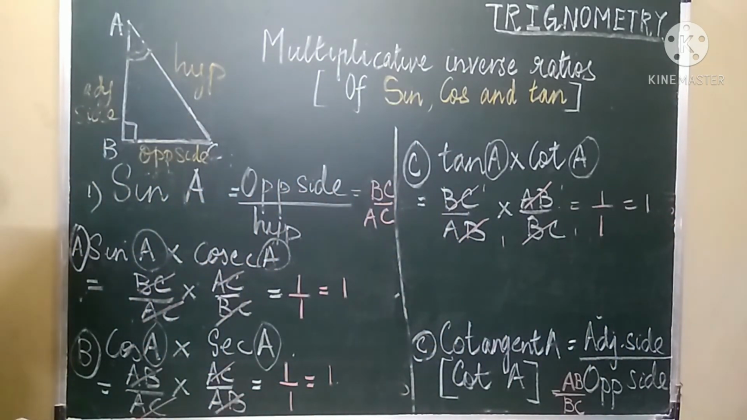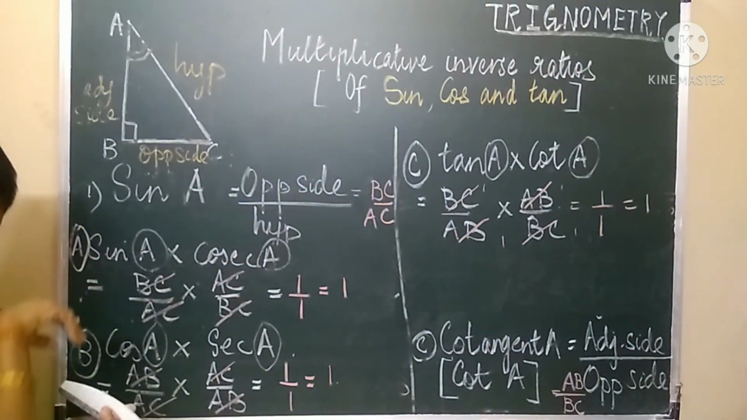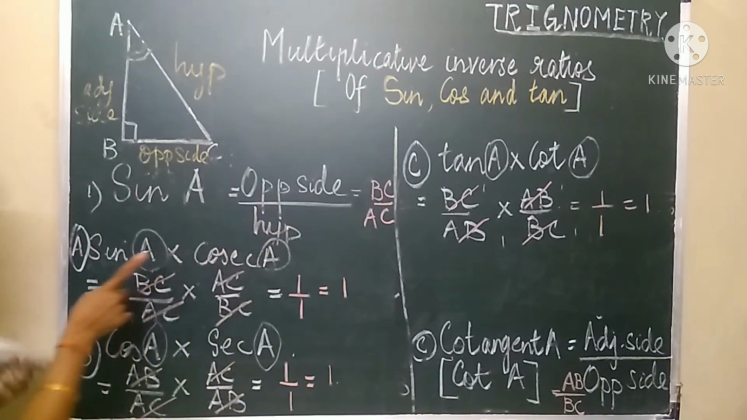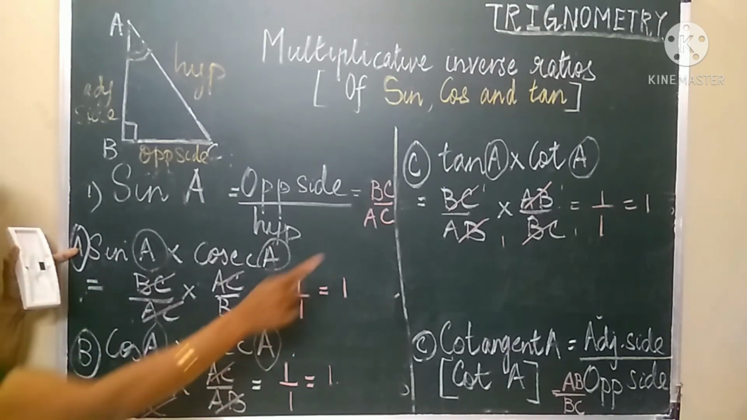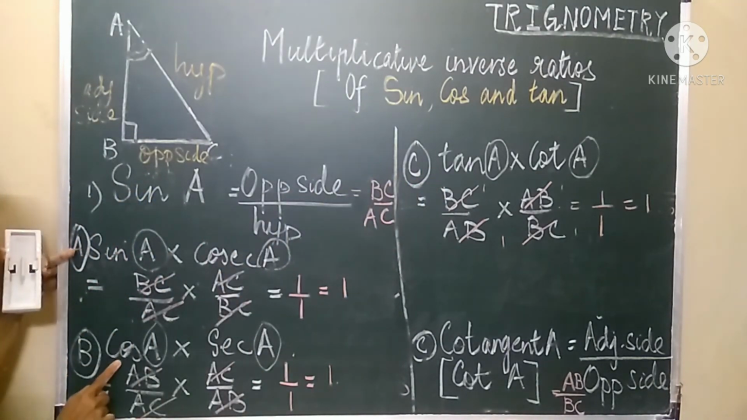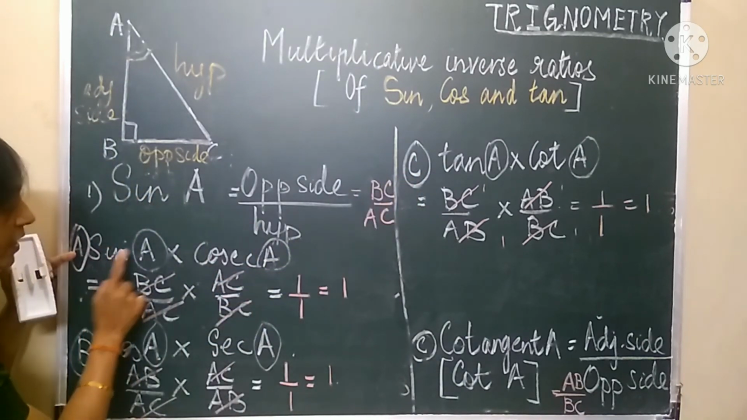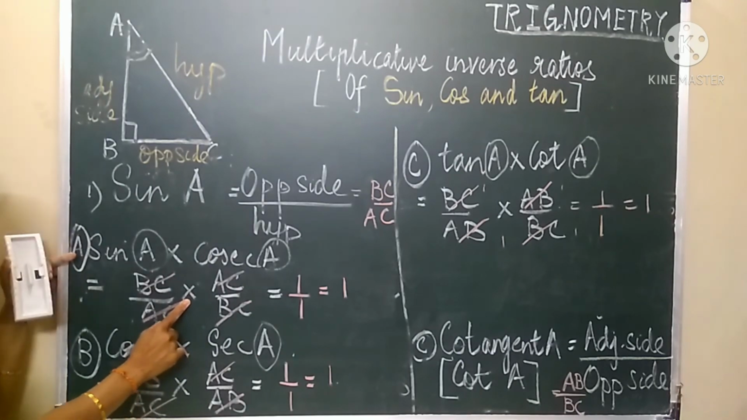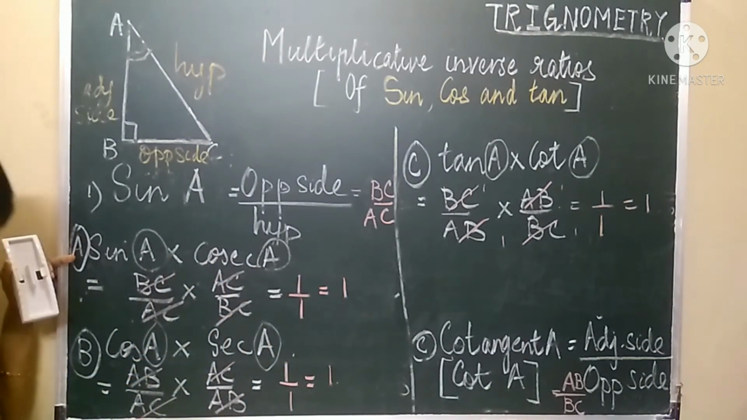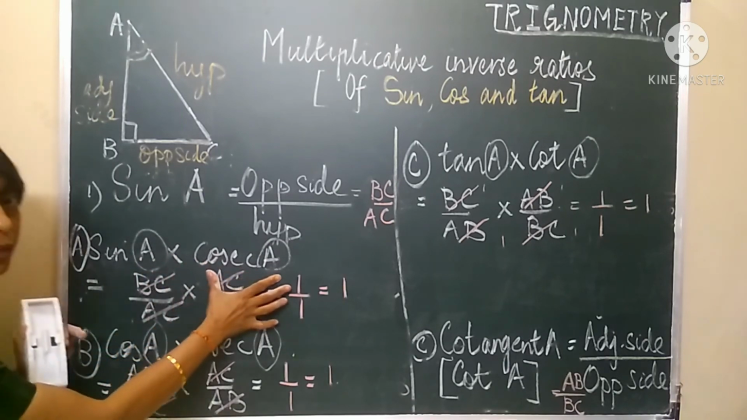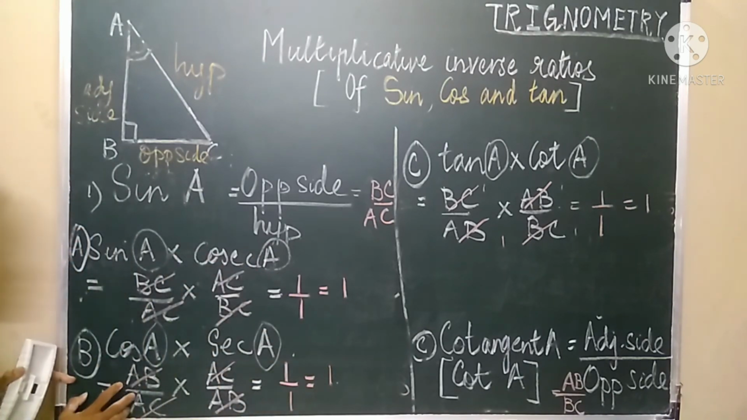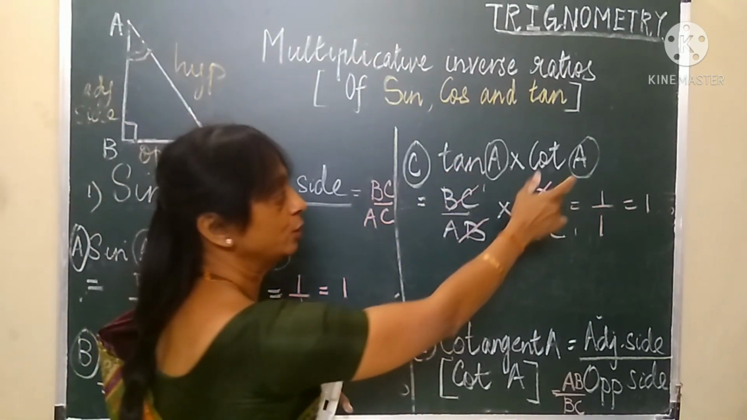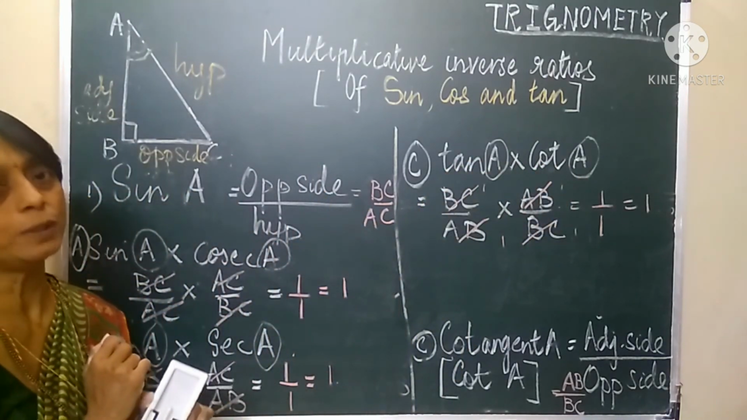So what did we see, children, over here? As in the earlier session we got sine square theta plus cos square theta is equal to 1. Similarly over here, when we multiply the three basic trigonometrical functions with their multiplicative inverses, the product is always equal to 1. So let's summarize. Sin A into cosec A is equal to 1. Cos A into sec A is equal to 1. And tan A into cot A is also equal to 1.